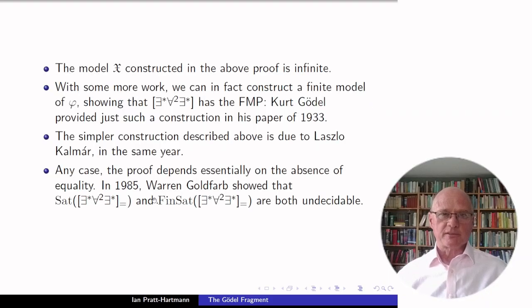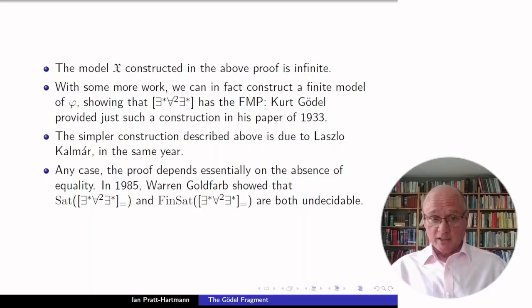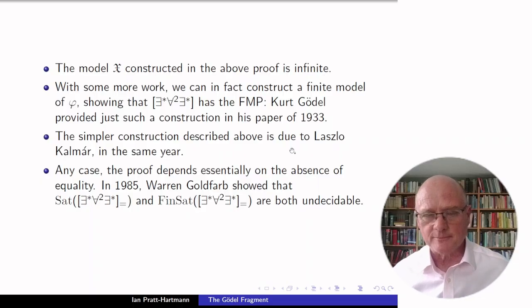Let me finish with a few historical notes. Notice that the model X we constructed in the above proof is infinite. With some more work, we can in fact construct a finite model of phi from a certificate, and that shows that the Gödel fragment in fact has the finite model property. In other words, the satisfiability and finite satisfiability problems coincide. And Gödel provided just such a construction in his paper of 1933. The simpler construction that we described is due to Laszlo Kalmar, same year.